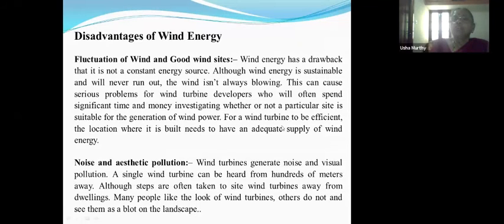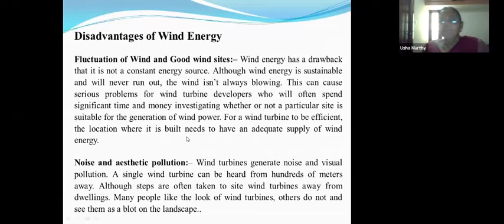So for a wind turbine, every location where it is built should have a thorough survey done, and only then should the wind site be selected, to have an adequate supply of wind energy all the time. The other problem is noise and aesthetic pollution.